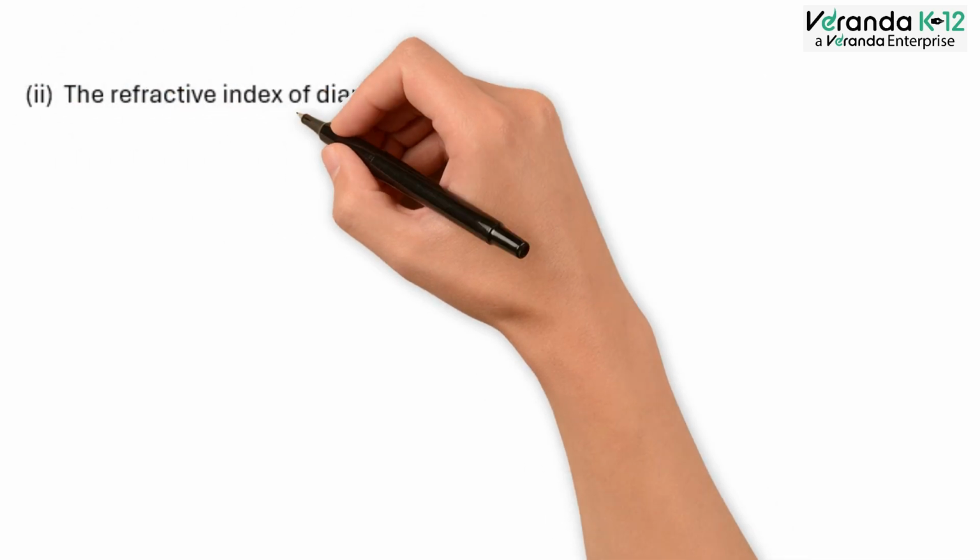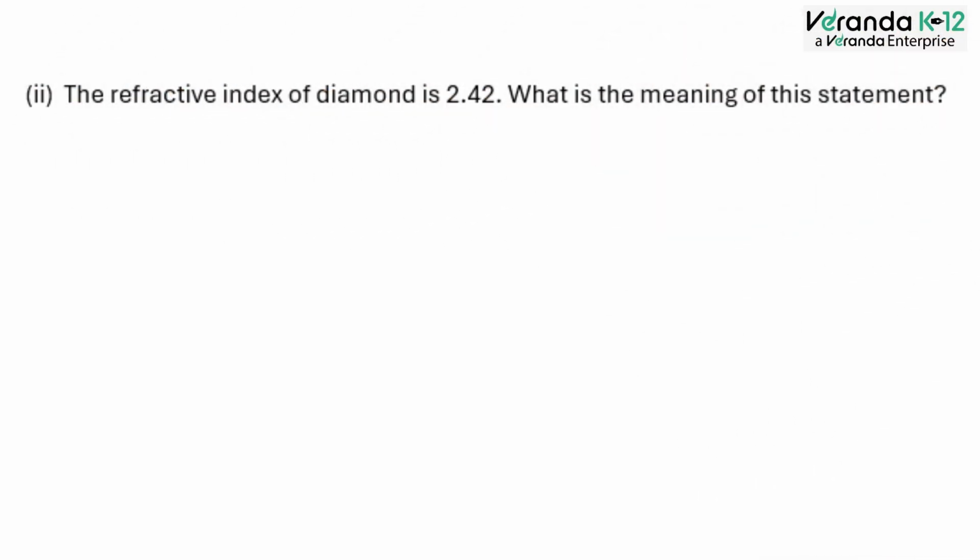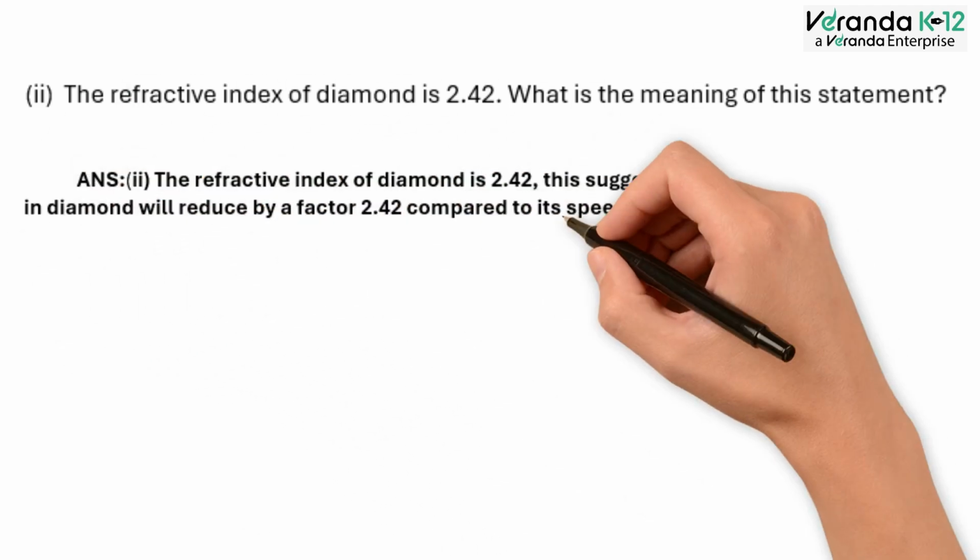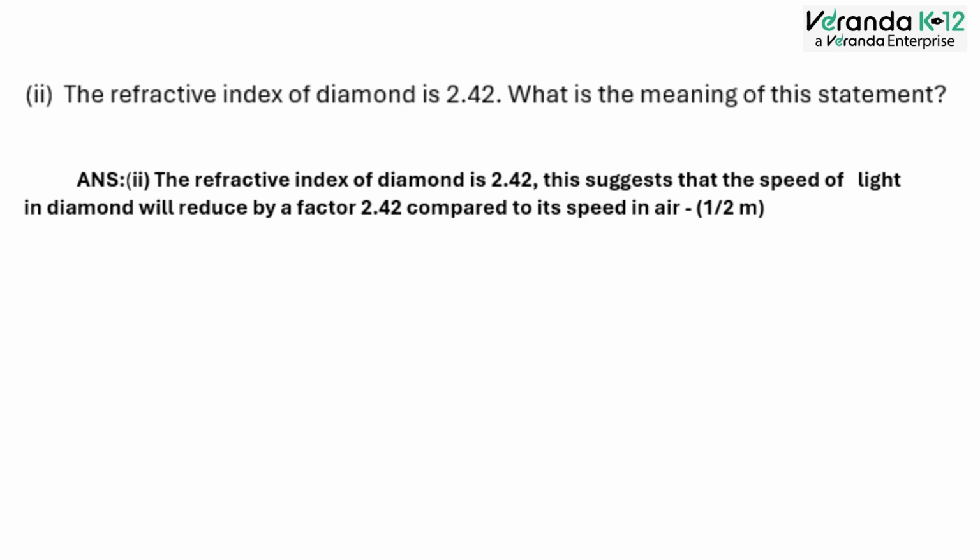The refractive index of diamond is 2.42. It means that the speed of light in diamond will reduce by a factor of 2.42 compared to its speed in air.